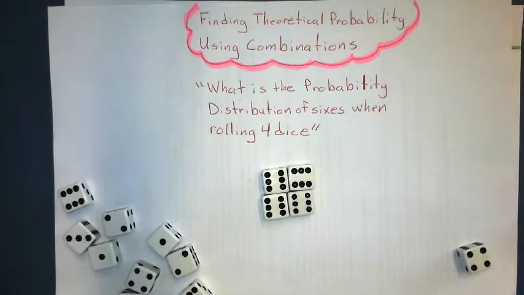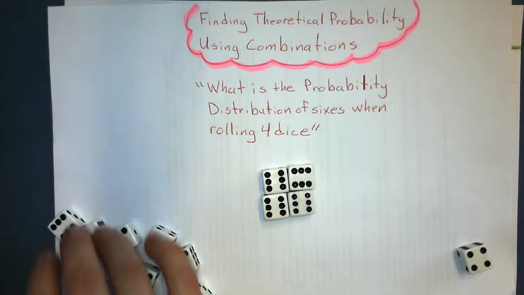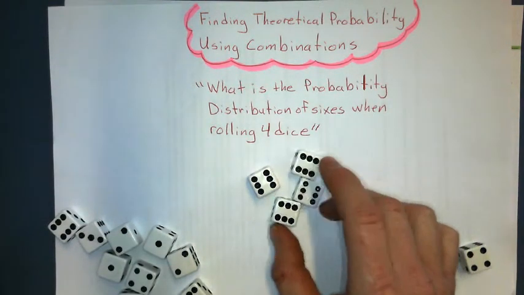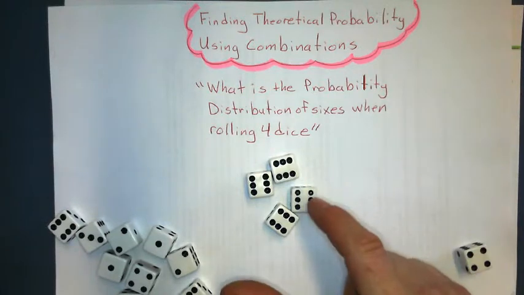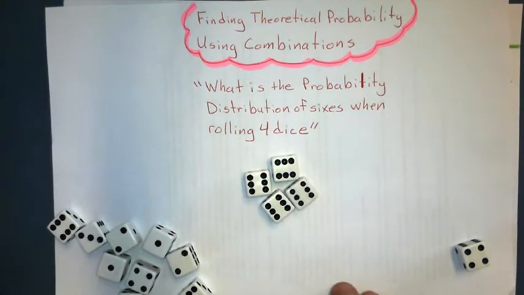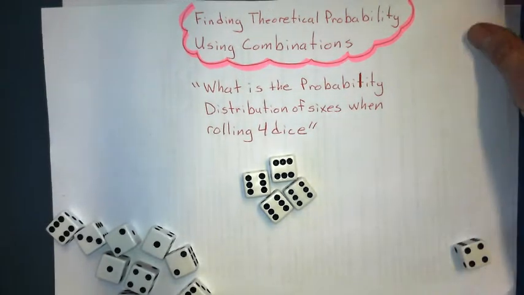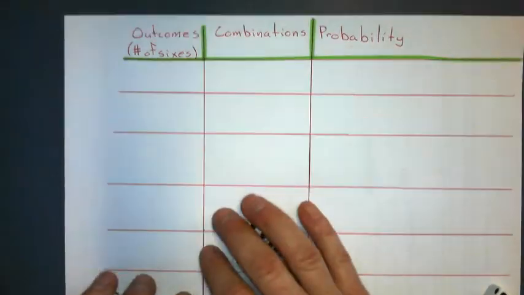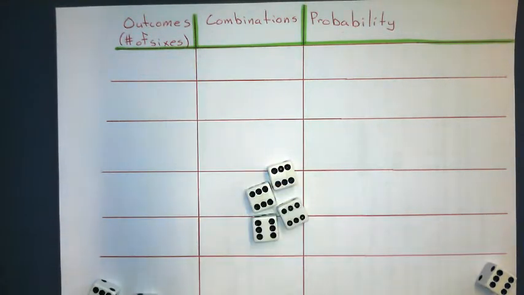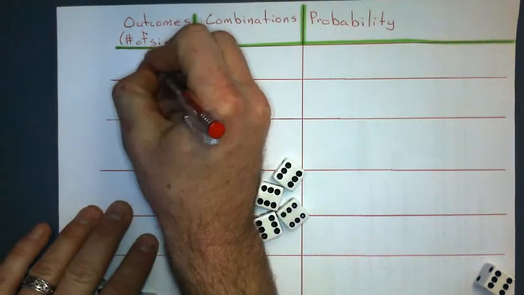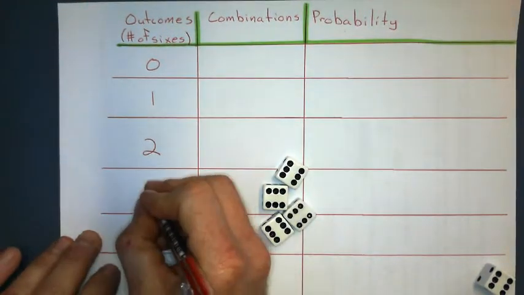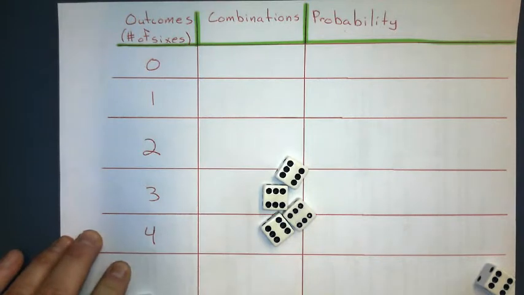Alright, so we're going to use theoretical probability with combinations to find out the distribution of probabilities of rolling sixes when I've got 4 dice. Okay, so the first thing I'm going to do is to make a table like this. And when I have 4 dice, what are my outcomes of sixes I can have? I can have 0 sixes, 1, I can get 2 sixes, 3, or 4 in a row.